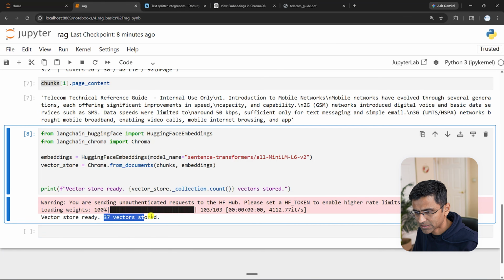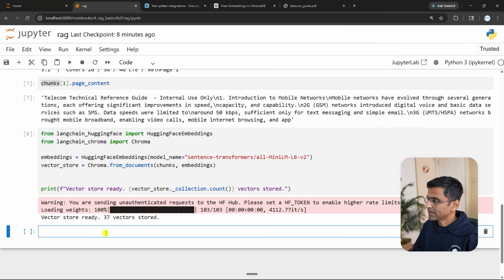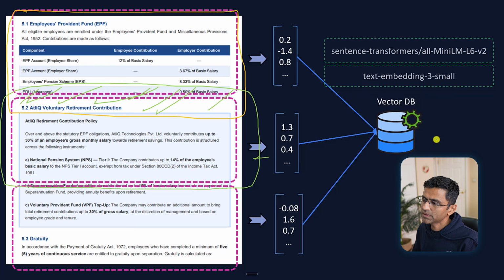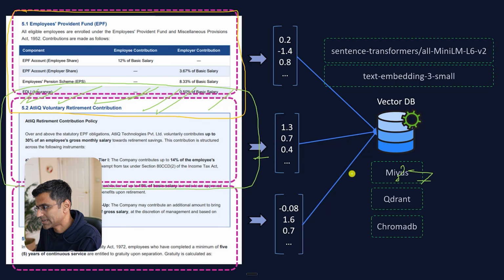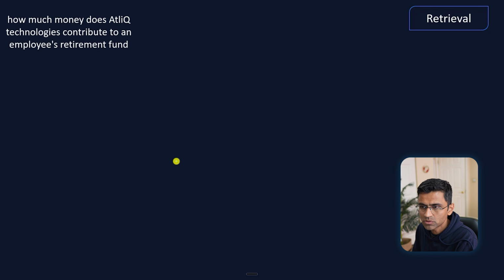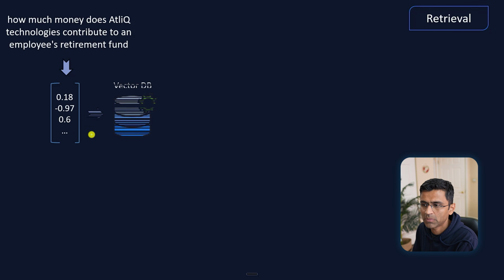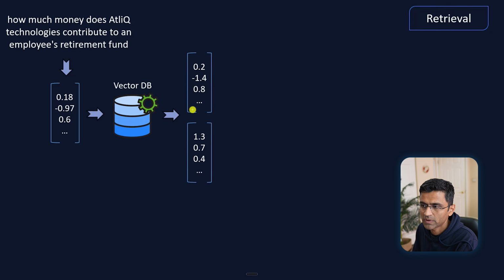So 37 vectors are now stored in our vector database. Now let's create a retriever, okay. So we are done with this part. We stored everything, like 37 records in this vector database. The second step is retrieval. In retrieval, what you do is you have a query, you create an embedding, and you search through the vector database, and you get these results.